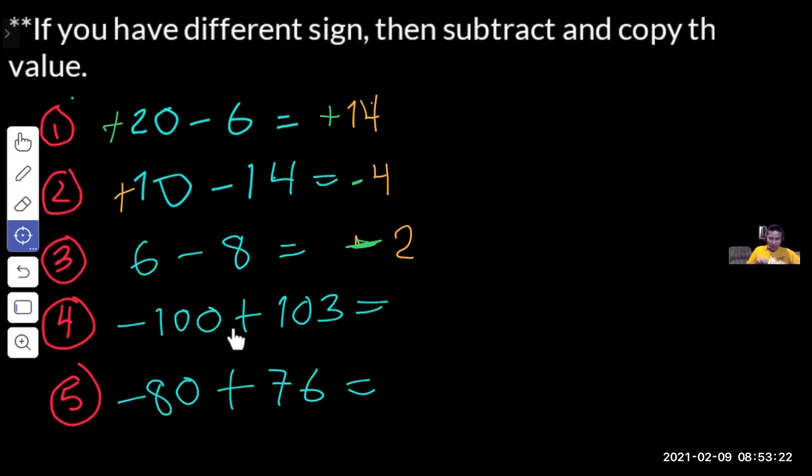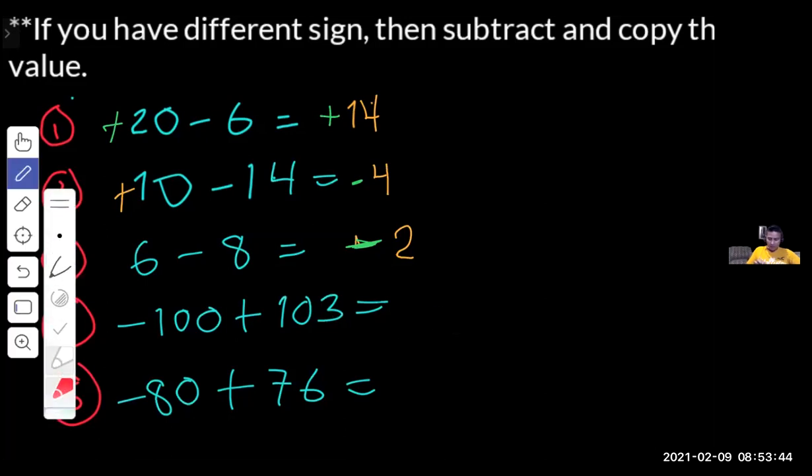This is going to be the next one. We have negative 100 and positive 103. Again, different signs, so we have to subtract. 100 and 103, the difference is 3, right? 103 minus 100 is 3. And someone said positive. It's going to be positive because 103 is the greatest value and it is positive. That is going to be our answer. Let me just write it down. It's going to be +3, right?